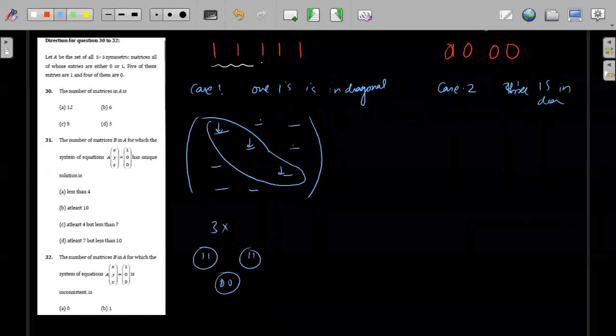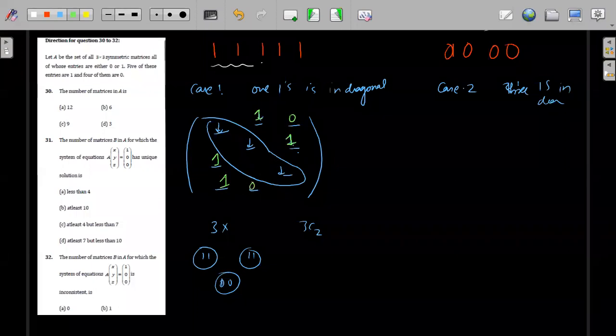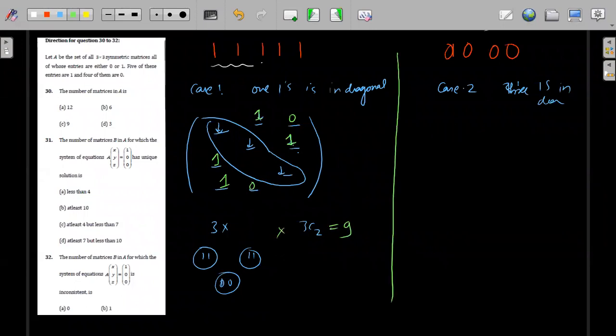So how many options? 3C2. In these 3 places you have to choose 2 places to fill this one. So suppose you have chosen this one and this one. So here you will fill with 1, you will fill with 1. This place automatically will be filled with this one. If you are filling here 1, this place is automatically filled with 1. 0 automatically will be 0. So 3C2. So total number of cases is 9. So first case, total number of options are 9.